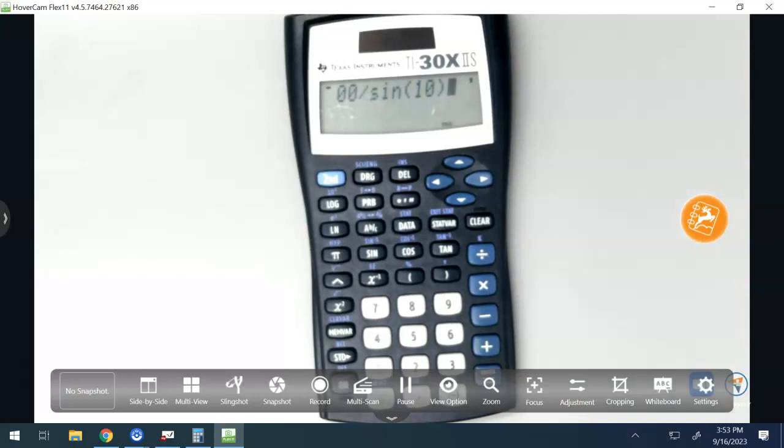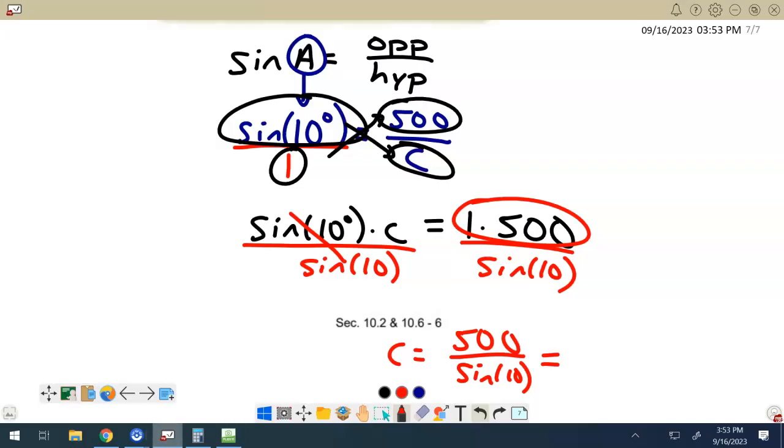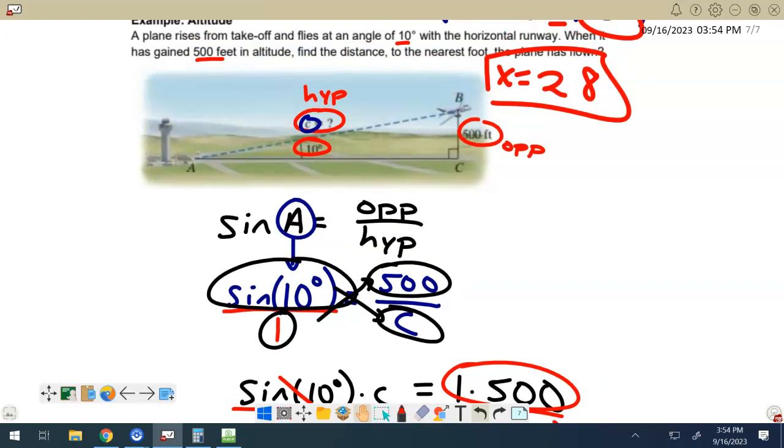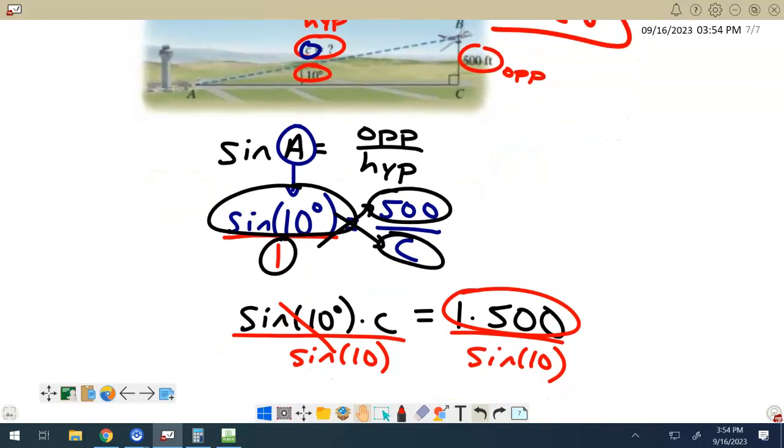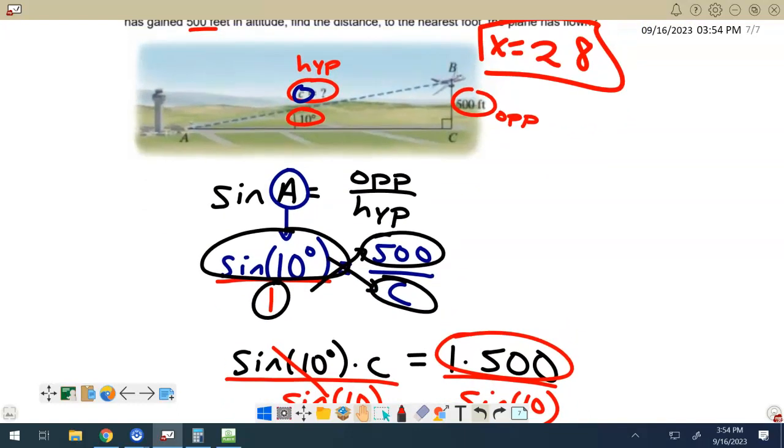And we're going to get, the button's not working, 2,879.3852. Again, it's a decimal number. All right, so that's what we get as our distance, 2879.38. And again, it runs on from there. What do the directions say? Find the distance to the nearest foot. So we want to just round to the nearest whole number. And the distance is in feet.